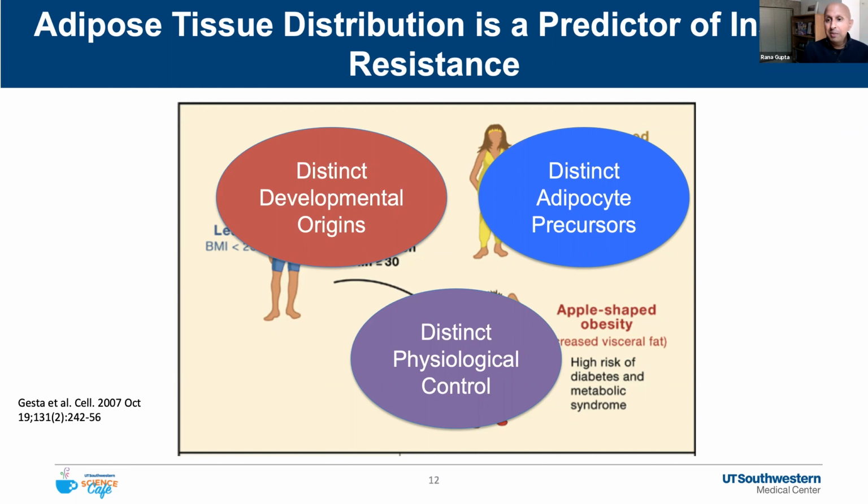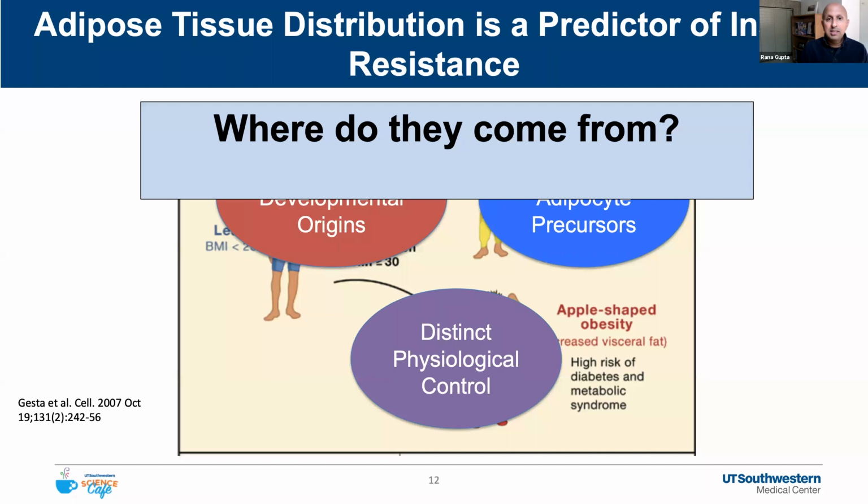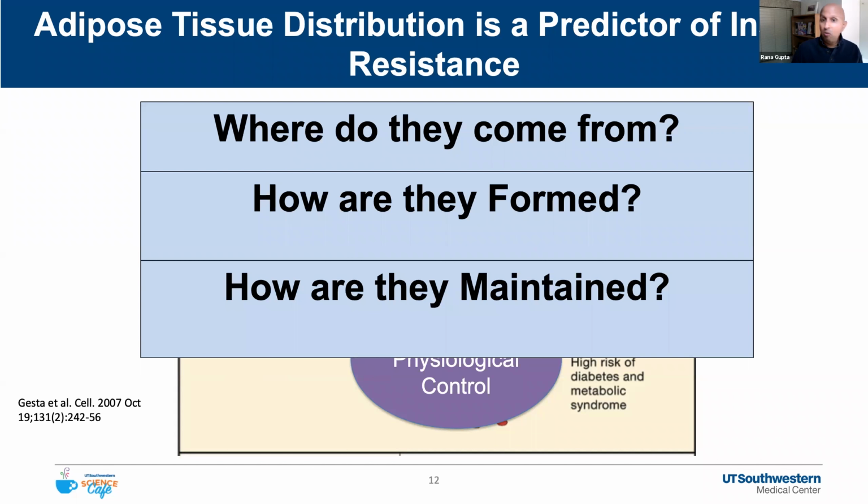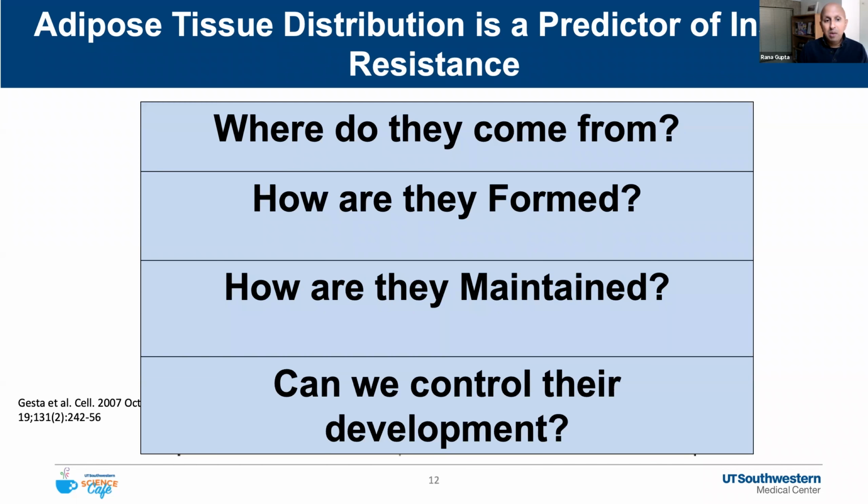And what folks like me are trying to understand is, where do these different types of fat cells come from? How are they formed? Once they're formed, what regulates their unique properties? And then practically, can we control their development? Can we influence body fat distribution? So these are the kinds of questions that we're asking. And this is an important question, because if we can control body fat distribution, we may be able to lower the risk for developing metabolic disease.